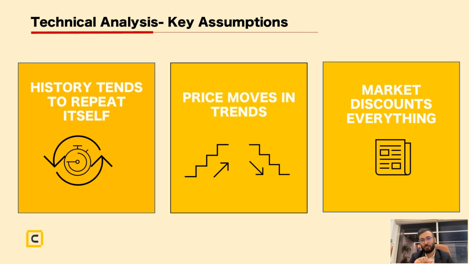So first was, history is going to repeat itself, which means price action is repetitive. Certain patterns tend to reoccur. Second is, the price moves in trends, which means the market would move in an uptrend, a downtrend, or a sideways trend. And if you have identified the trend, you should follow the trend and not go against it, because the trend is your friend, right? And third, one of the most important assumptions, which is that the market discounts everything.